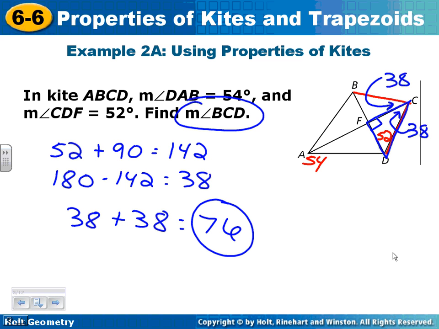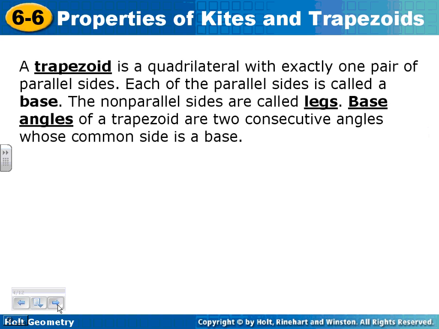Look at the fourth slide. Trapezoid. So we go from kites to trapezoids. It reads, a trapezoid is a quadrilateral with exactly one pair of parallel sides. Each of the parallel sides is called a base. Non-parallel sides are called the legs. Base angles of a trapezoid are two consecutive angles whose common side is a base.